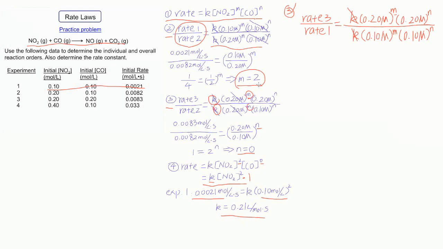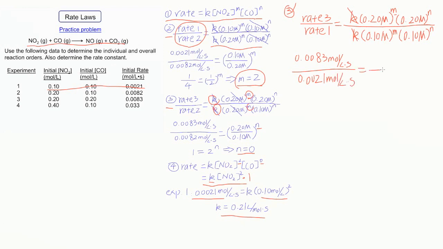Remember, after the second step, we've already solved the value for m. So what you need to do is just plug the value of m into this equation. So the rate 3 from experiment 3, that is 0.0083 mole per liter per second, over 0.0021 mole per liter per second.